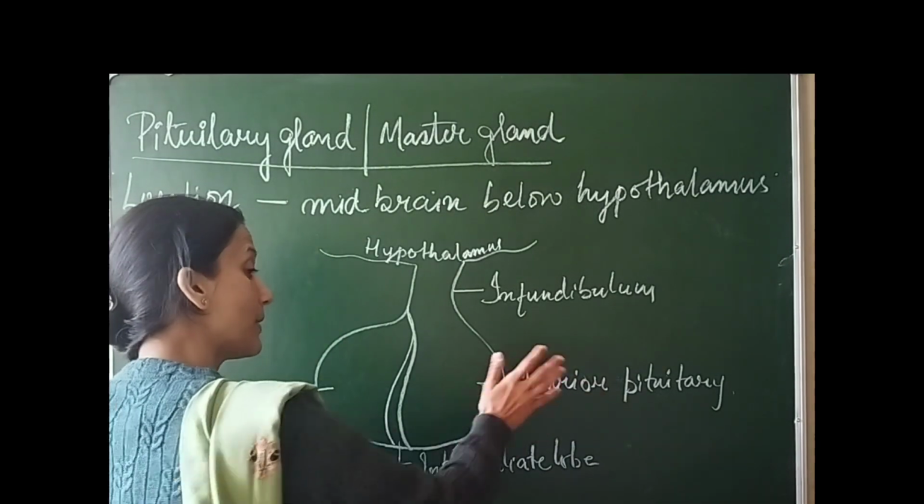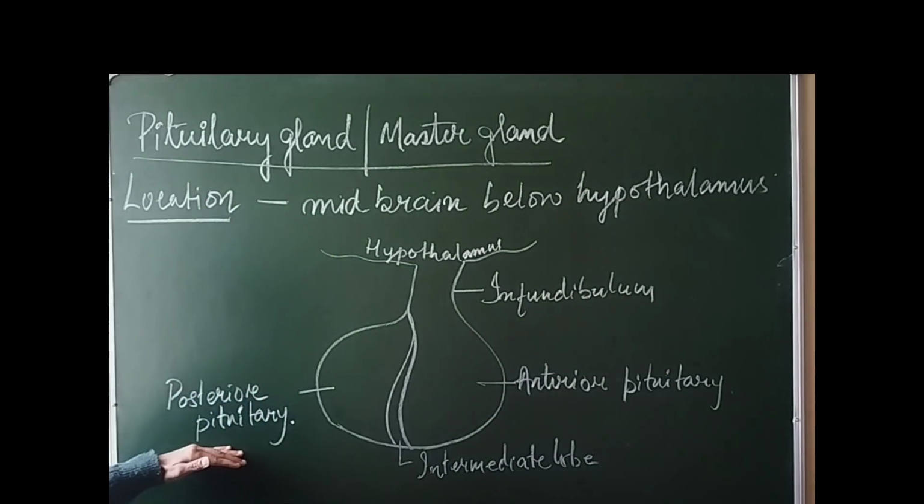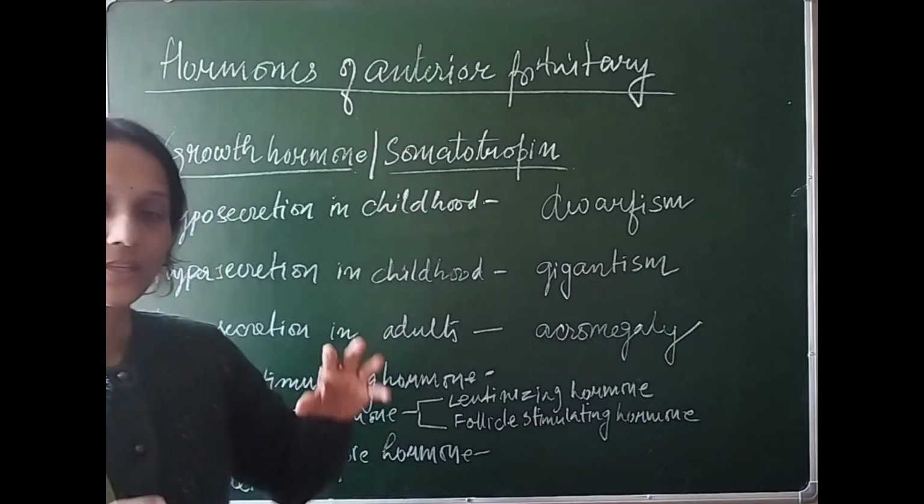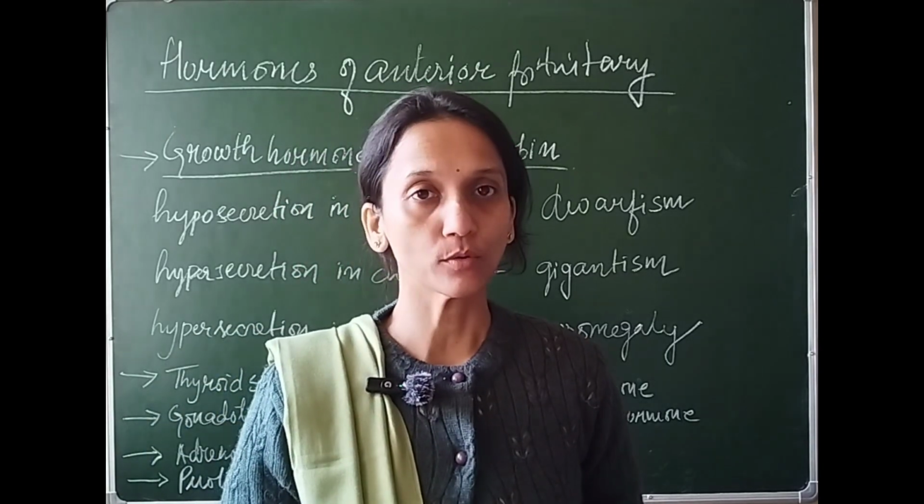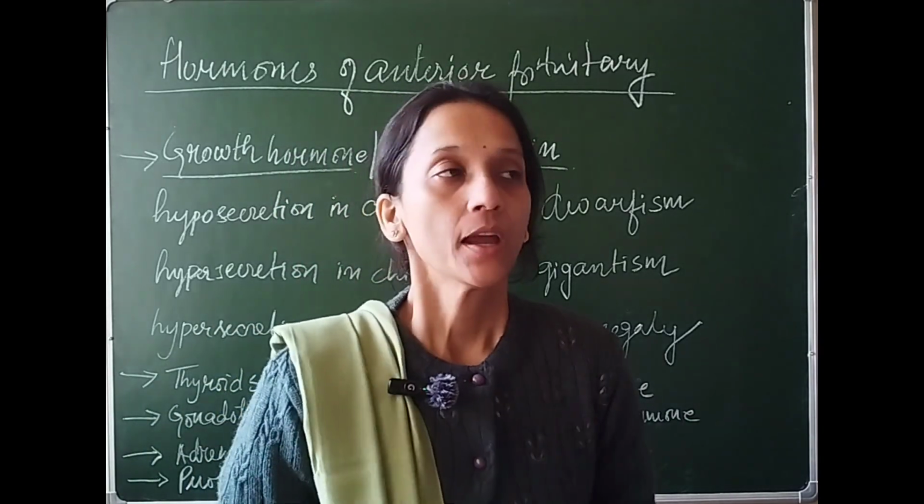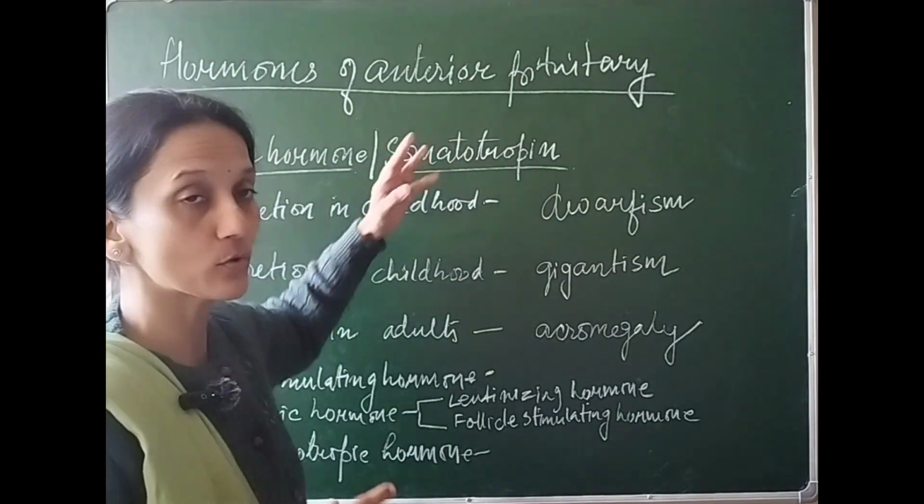But we are going to study about all the hormones which are produced by the anterior pituitary and the posterior pituitary. Hormones that are secreted by anterior pituitary, as per our syllabus, we are going to study 5 hormones and total 3 disorders. Now what are those? Number 1 is the growth hormone, which is also known as somatotropin.